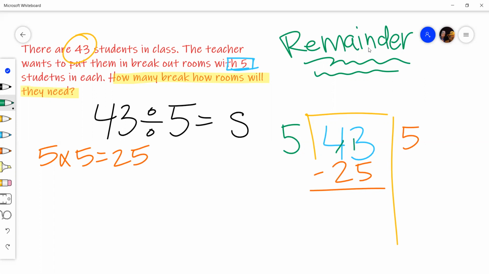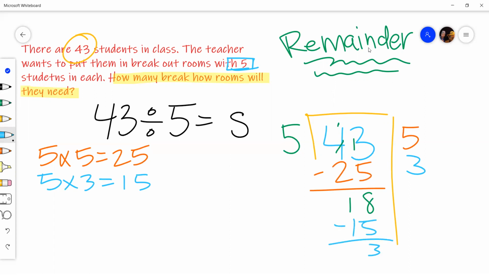We need to regroup on this piece. That gets me 8. So I have 18 left. Okay. So then let's see, what else does that mean? I can do 5 times 3 is 15. That's close. So we're going to go with 3 groups of 5. That equals 15. Gets me 3. So we know we're done right now, right? Because here's that remainder. It's smaller than the number we're dividing by.